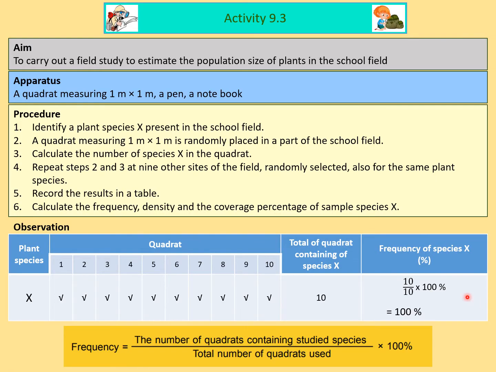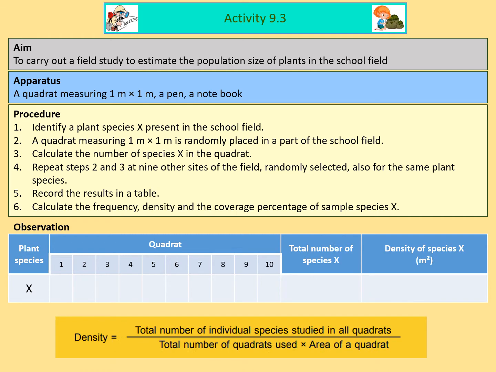Based on the result, the number of quadrats containing the studied species is 10, all containing species X, and the total number of quadrats used is 10, times 100%. So the answer is that the frequency of species X is 100%.